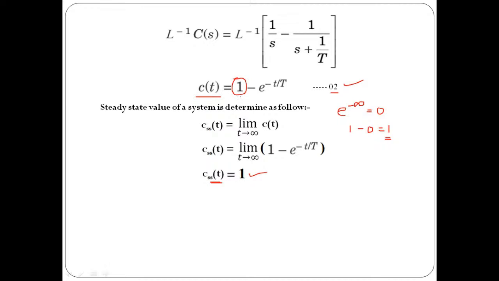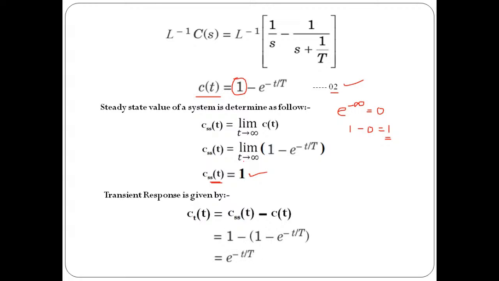Now C of t is 1 minus e to the power minus t by capital T. If you are interested to find the transient response, it will be simply C of t minus C_SS. So we conclude that the steady state response of the system is 1 and the transient response of the system is e to the power minus t by capital T. And the total response is 1 minus e to the power minus t by capital T.